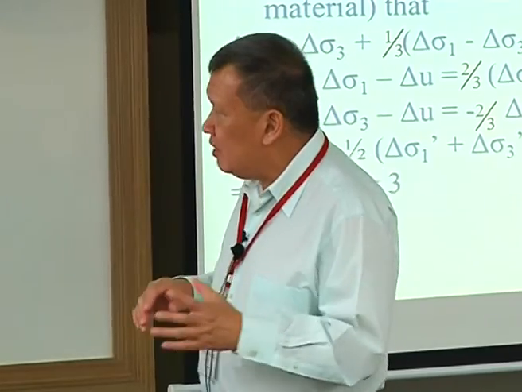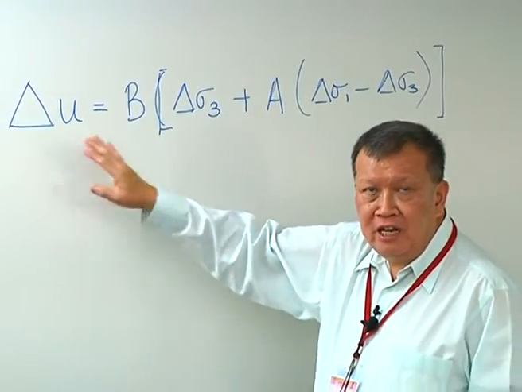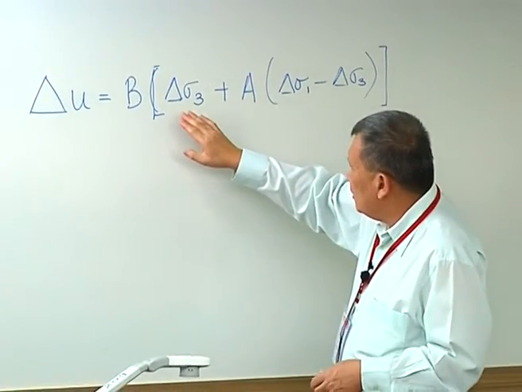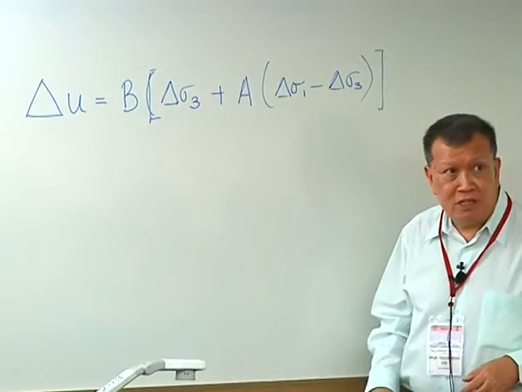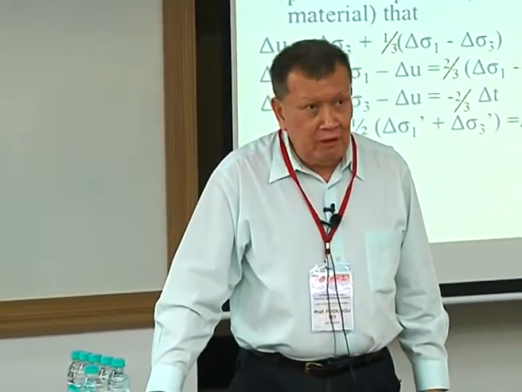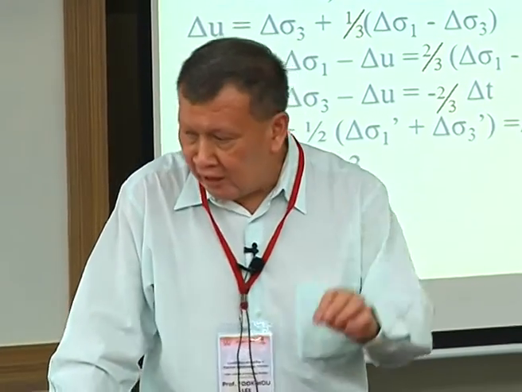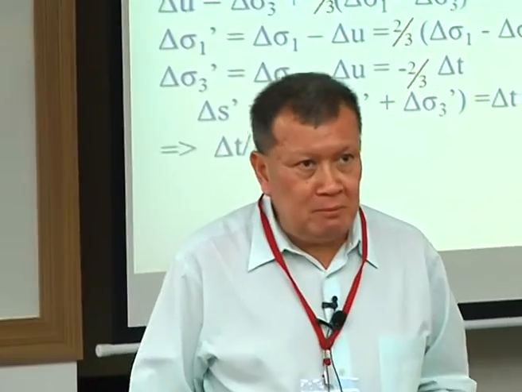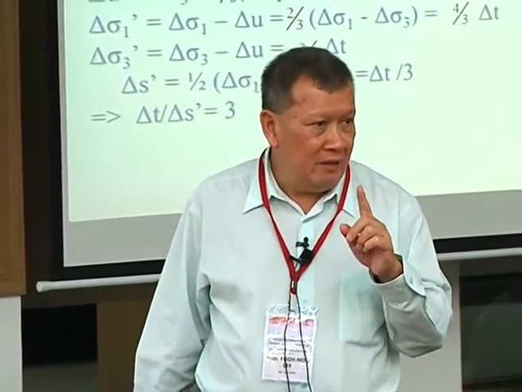Now, basically, Skempton says that you can relate pore pressure changes in an undrained test to the changes in the minor principal stress and the major principal stress by the use of two parameters, A and B. It turned out that B can be calculated, in principle, theoretically, for a saturated specimen. And for a saturated specimen, B is equal to 1.